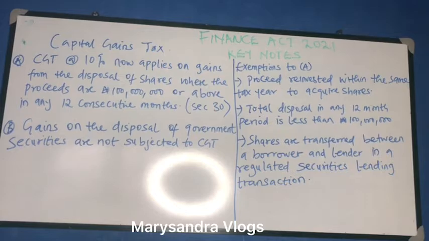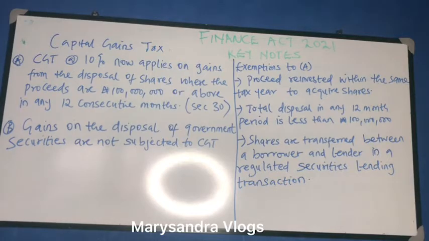So next, we look at key changes in capital gains tax. So first is elimination of capital gains tax exemption on the sale of shares. According to section 30, it states that capital gains tax at 10% shall now apply on gains from the disposal of shares where such proceeds are 100 million naira or above in any 12 consecutive months.